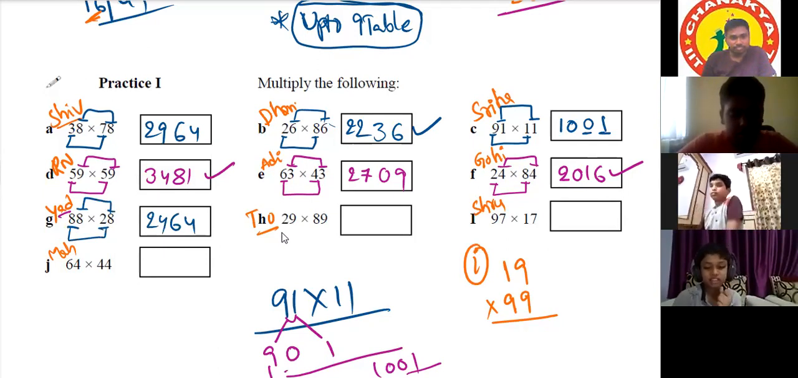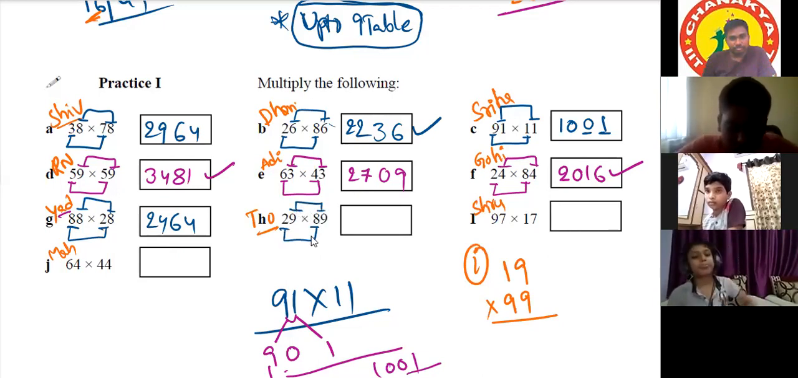Okay, sir. So our sum is 29 into 89. So 2 8s is 16. Plus the common number, which is 9, you get 25. And 9 9s are 81. And you're going to write it straight away. So our answer is 2581.